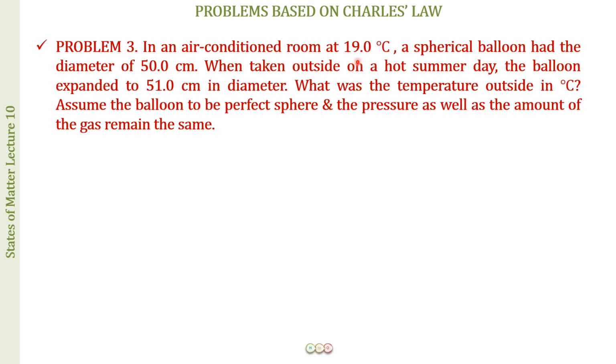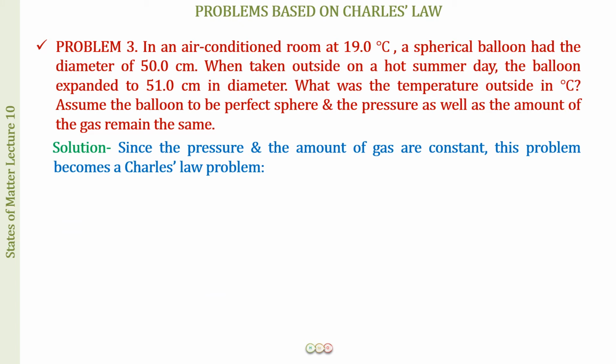So the next problem is that in an air-conditioned room at 19 degrees Celsius, a spherical balloon had a diameter of 50 centimeter. When taken outside on a hot summer day, the balloon expanded to 51.0 centimeter in diameter. What was the temperature outside in degrees Celsius? Assume the ball to be a perfect sphere and the pressure as well as the mass of the gas remain the same. So what are we going to do?